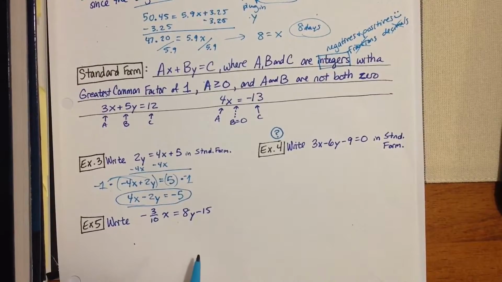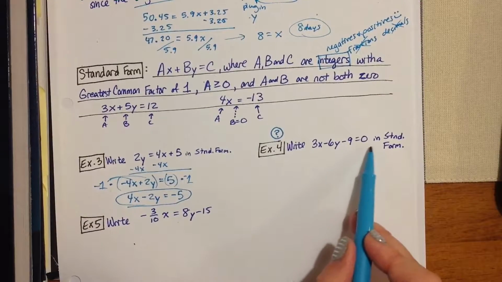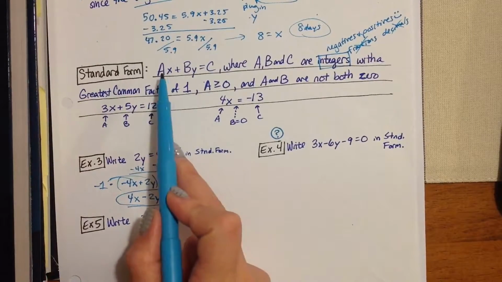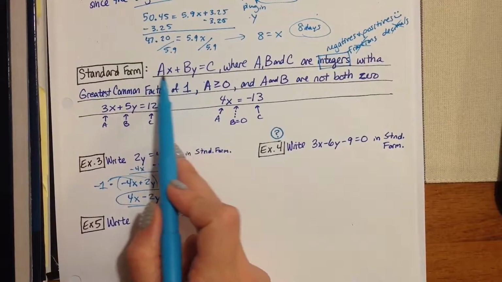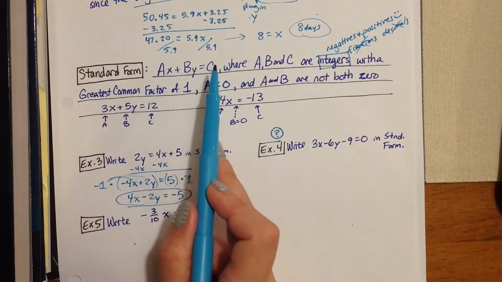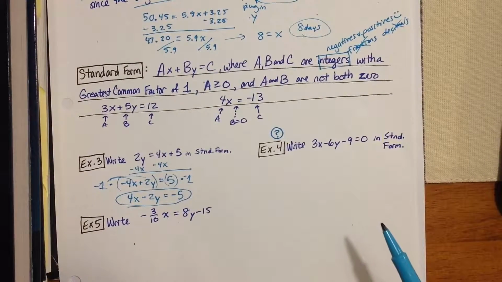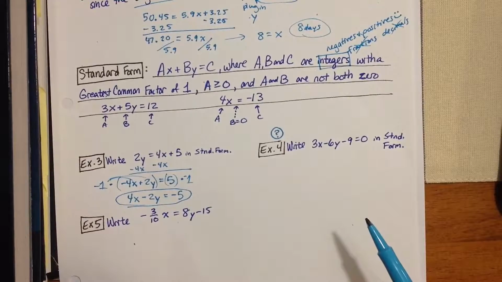Hooray. So take a look at this one. I want you to try this one on your own. Write this in standard form. Get ax plus by all by itself equaling c. And remember, if there is a greatest common factor, you need to divide it away. So try that one.